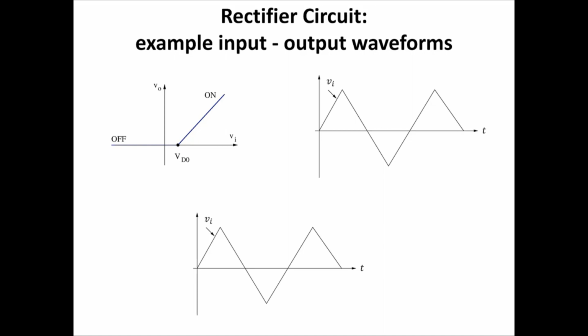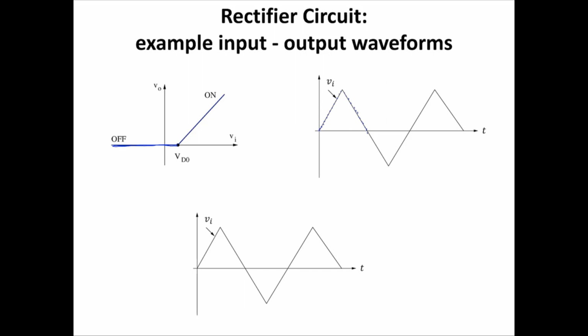So Vi signal is a triangular wave. It's a time-varying signal. For different time points, I have different values for Vi, and I want to look at the transfer function to find Vout. So by looking at the transfer function, I know that when the value of Vi is less than VD0, the output is going to be equal to 0.